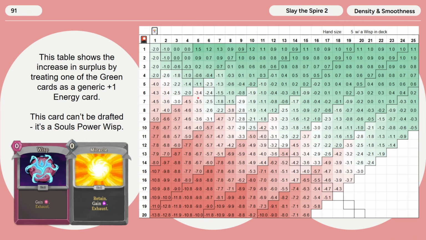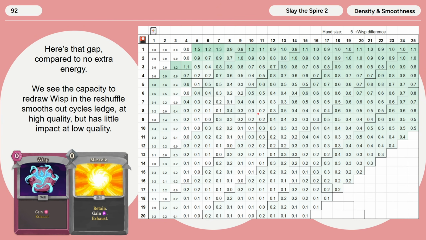But one thing I do want to point out for you here is that we're no longer seeing zeros across the top. Now we're seeing positive numbers. So when the deck is sufficiently good, this deck now has expected positive surplus. It can play more cards than its energy per turn because of the addition of an energy card in the deck.